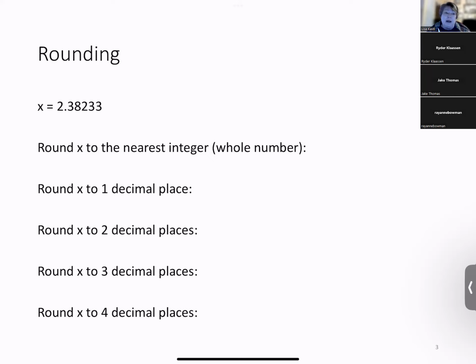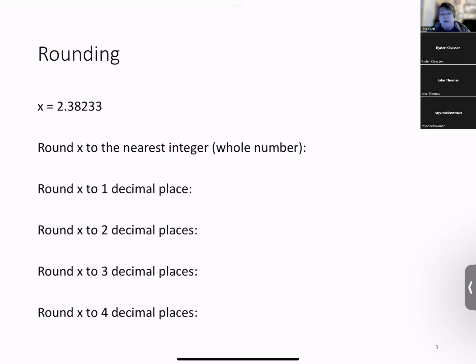So if we're going to round the number 2.38233 to the nearest integer, or in this case, a whole number because it's positive, the non-negative integers are whole numbers. The negatives, when you add those to the whole numbers, that's what makes them integers. So non-negative whole numbers are 0 and to the right. I don't know what I'm saying.